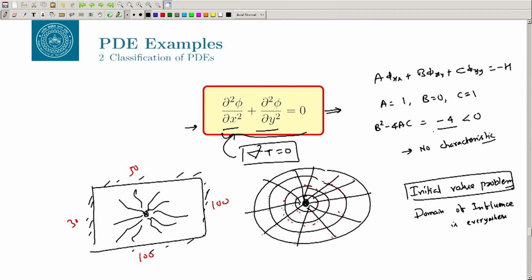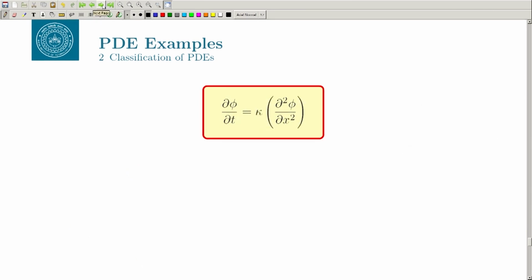Let us look at the other example, okay, which is basically similar to the unsteady heat conduction that we already saw. So, this is like an unsteady heat conduction. Okay. Let us look at the nature of this problem. Okay. Go back to our expression A phi x x plus B phi x y plus C phi y y plus D is equal to 0.